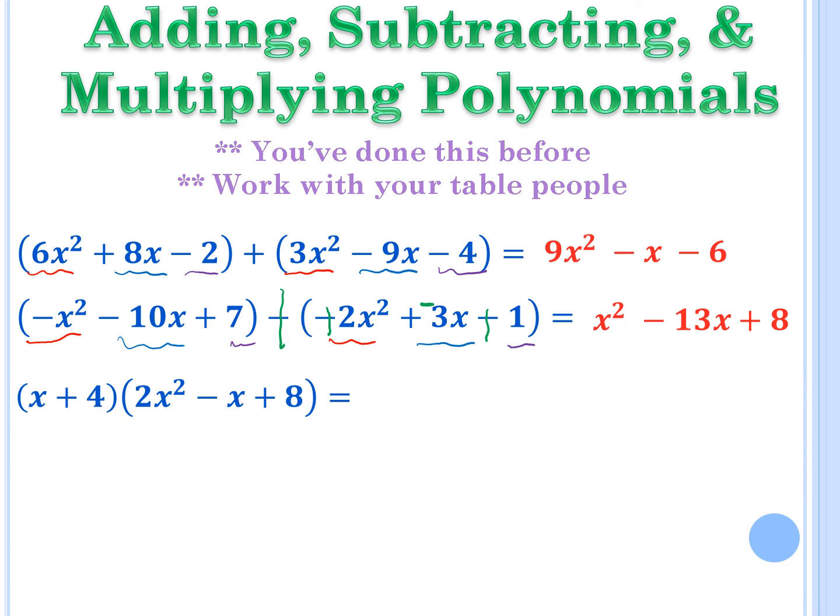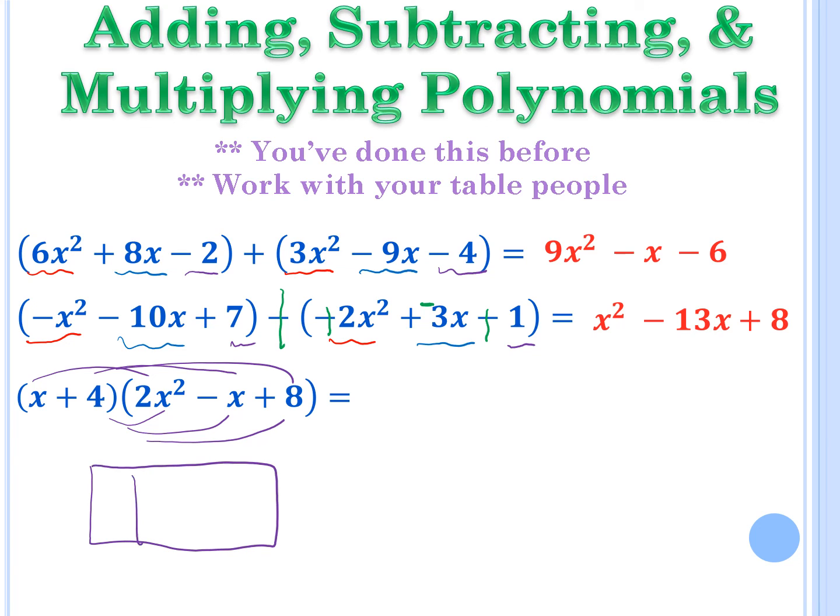Now the last one, you're multiplying a binomial times a trinomial. So you can do double distribution and then combine like terms, or you can do a box and then combine like terms. Either way, you will end up with the answer 2x cubed plus 7x squared plus 4x minus 32.